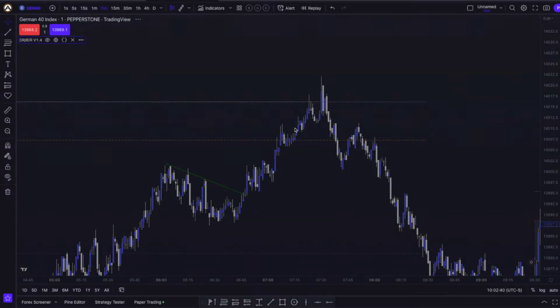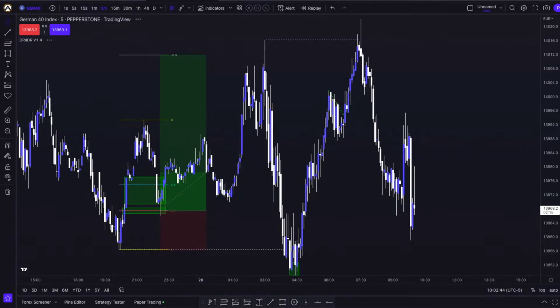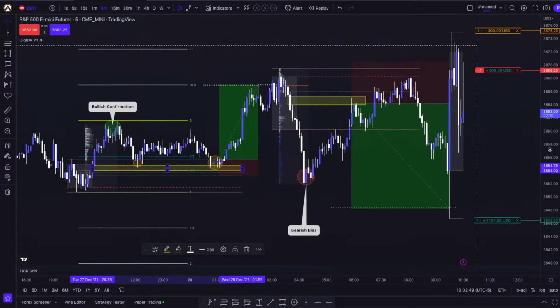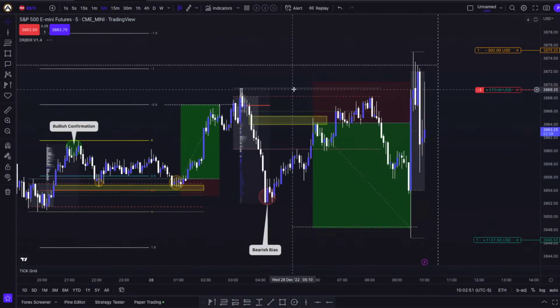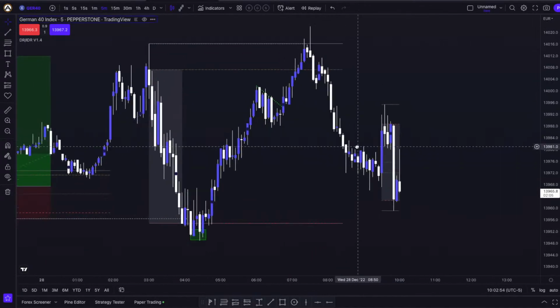So I'd say during the London range, the S&P 500 index was the asset to look at, because we did not close above our DR IDR's high, but we did on German 40. So we first had our bearish bias confirmation.